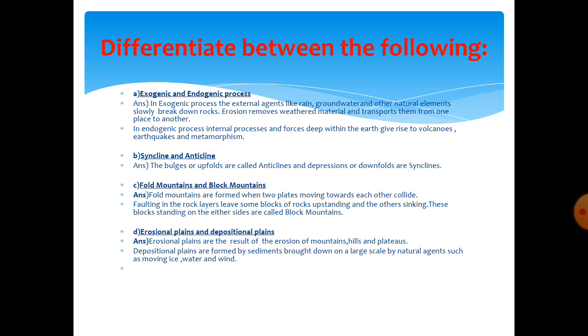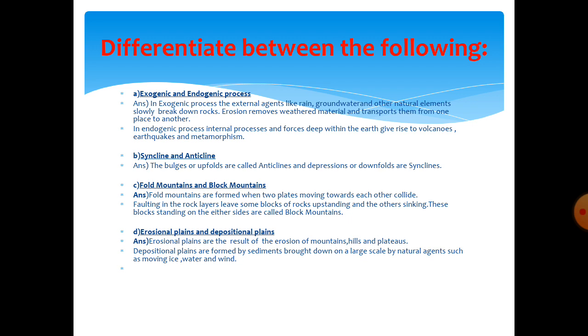Now next we have the fold mountains and the block mountains. Fold mountains are formed when two plates move towards each other and collide. That means they hit each other. Faulting in the rock layers leaves some blocks of rocks upstanding. Some rocks move upwards and the others sink downwards. These blocks standing on either side are called the block mountains.